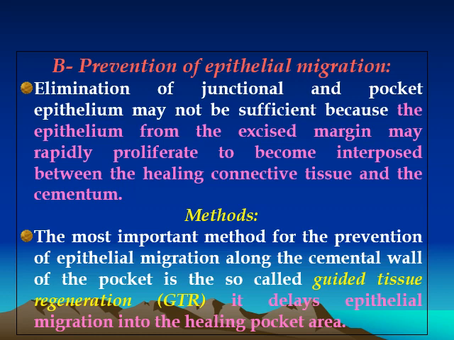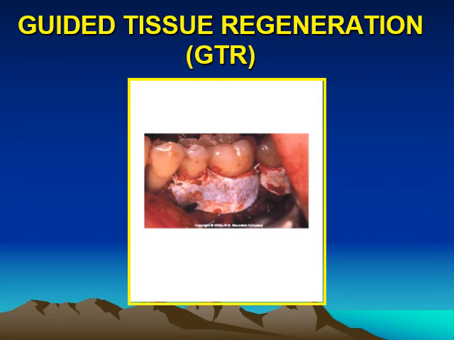Prevention of epithelial migration is done by elimination of junctional and pocket epithelium, which may not be sufficient because the epithelium from the excised margin may rapidly proliferate to become interposed between the healing connective tissue and the cementum. The most important method for the prevention of epithelial migration along the cemental wall of the pocket is the so-called guided tissue regeneration, or GTR. It delays the epithelial migration into the healing pocket. In the process of guided tissue regeneration, as we see, a device called a barrier membrane is used.